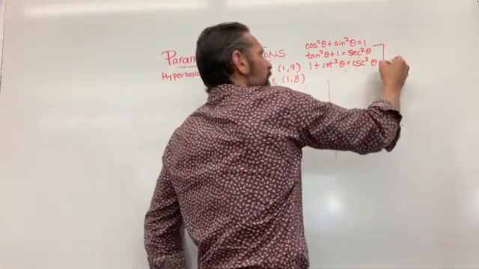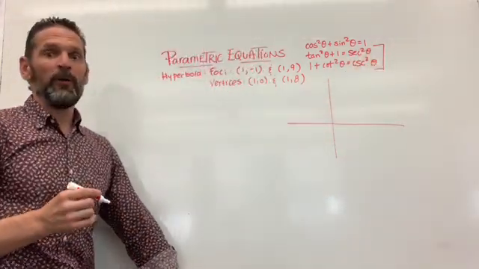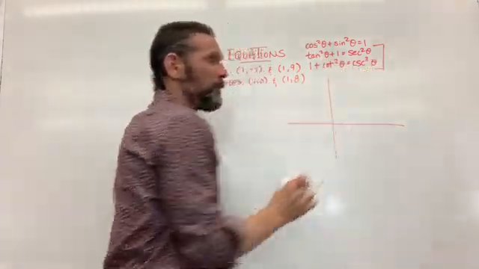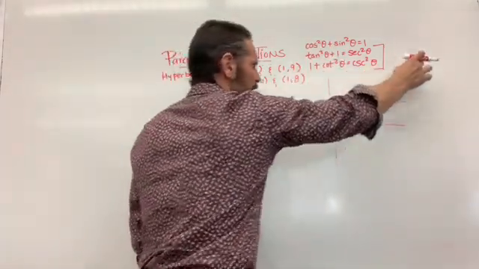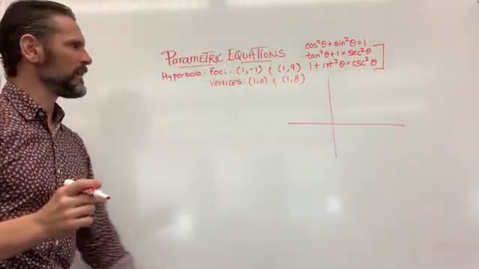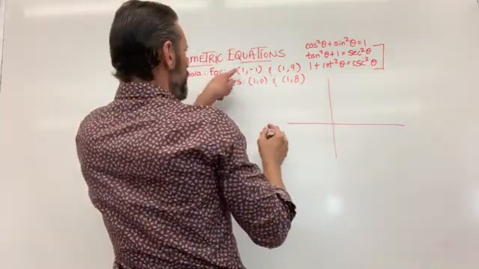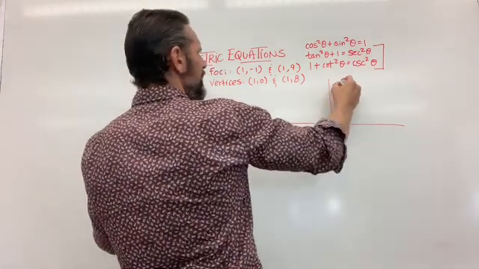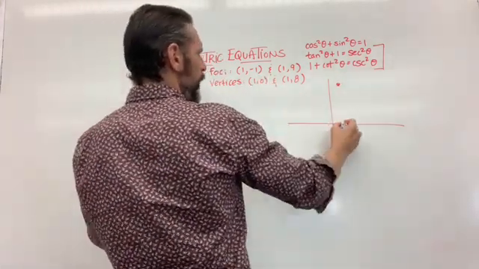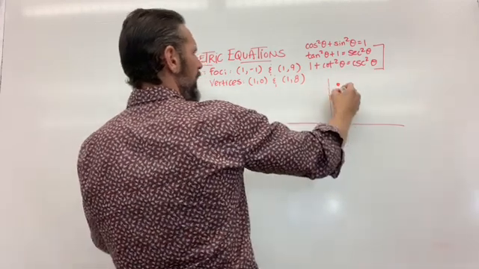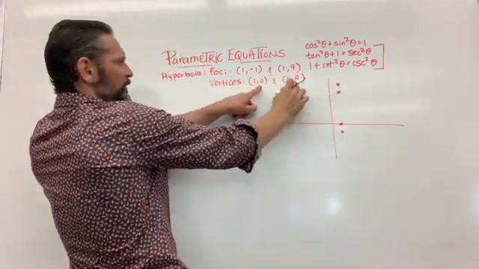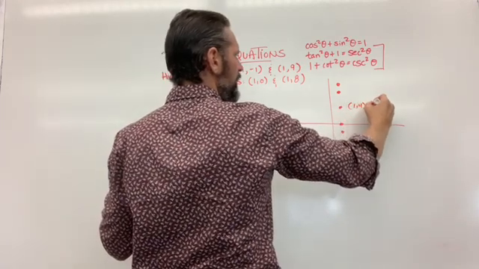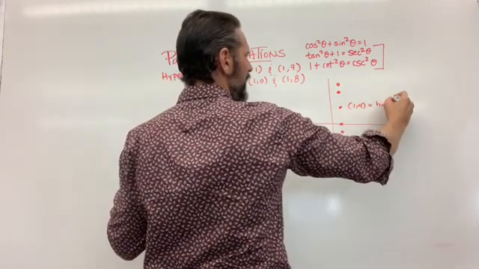So either one of these is going to work well for a hyperbola, because when I bring the tangent squared over, I'll get a minus. And when I bring the cotangent squared over, I'll get a minus as well. So if I have foci at (1, -1) and (1, 9), and vertices at (1, 0) and (1, 8), if I take the average of 0 and 8, I get 4, so (1, 4) is our (h, k).